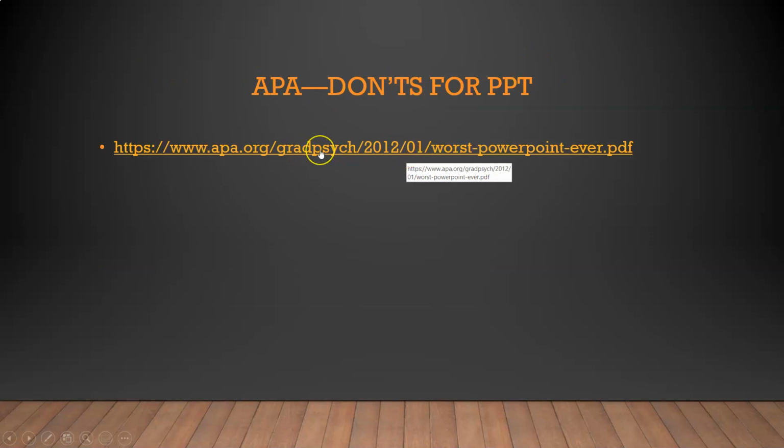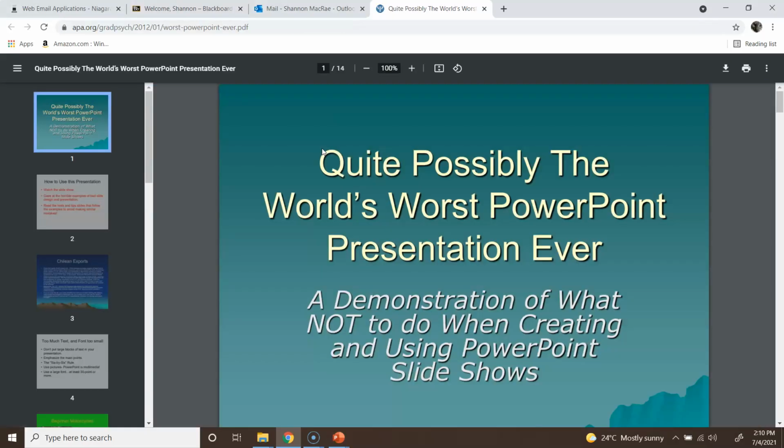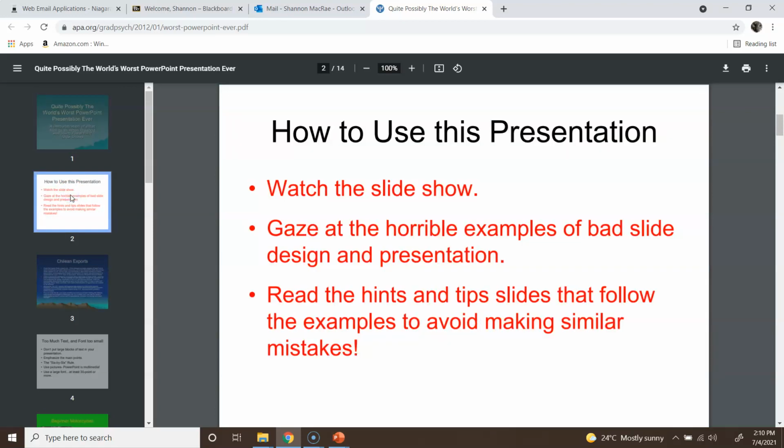The other thing I wanted to show you, and I'll give you this link in Blackboard, is something that actually comes from the APA. And I love this particular presentation that the APA has put together because they have put together some information about the worst PowerPoint ever. And it gives you a demonstration of what not to do when you're actually creating and using PowerPoint slides. And this is right from the horse's mouth. This is from the APA, right? Our big body that covers how to do bibliography and everything else. I'm going to get you to look at this presentation, okay?